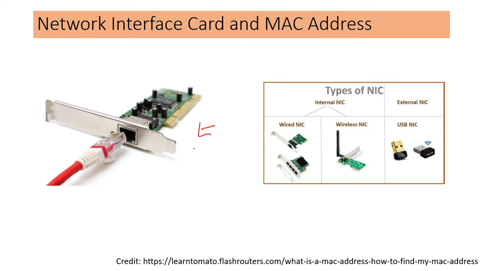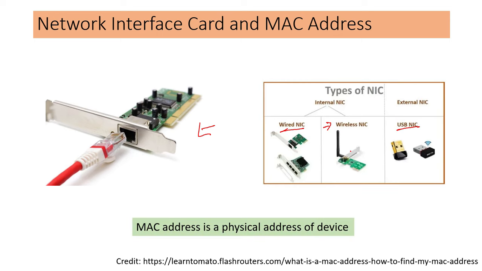The network interface card can be wired or wireless. We have a wired card and a wireless card. And we also have a USB NIC, which is also a wireless card based on USB. Now, every network interface card has a globally unique address that is called the MAC address. The MAC address is a physical address of that device. This is a globally unique address.